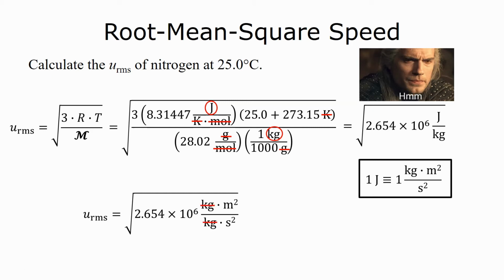Now, kilograms will cancel out. This is the reason for converting molar mass to kilograms per mole. Now we have the square root of meters squared per second squared. So if you take the square root of anything squared, it's just, in this case, meters per second, which is what we wanted in the end.